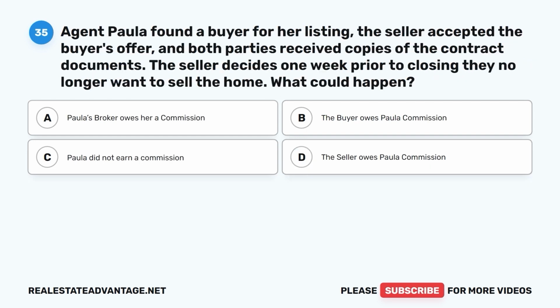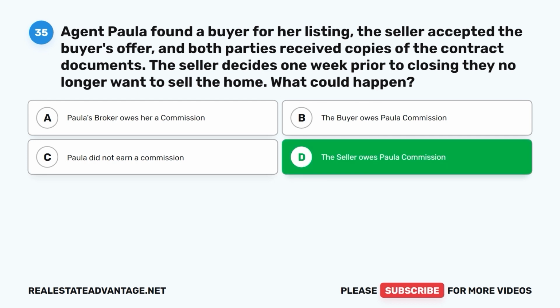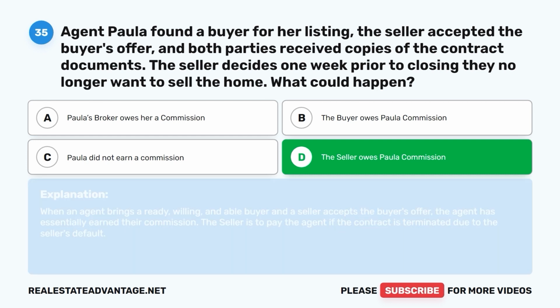Question 35. Agent Paula found a buyer for her listing. The seller accepted the buyer's offer and both parties received copies of the contract documents. The seller decides 1 week prior to closing they no longer want to sell the home. What could happen? A. Paula's broker owes her a commission. B. The buyer owes Paula commission. C. Paula did not earn a commission. D. The seller owes Paula commission. The correct answer is D. The seller owes Paula commission.